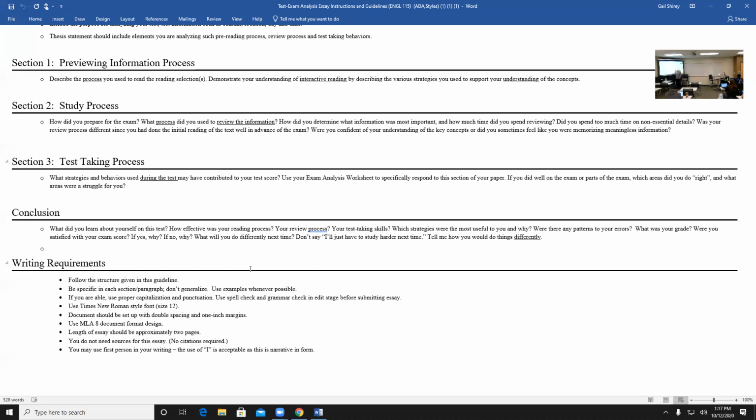You do not need any sourcing for this. There's no citing, no MLA works cited page, no in-text citation, no quotes. None of that. This is a narrative, so you're allowed to use I. It is acceptable. You may use first person in your writing. So I is acceptable in your writing. Okay?